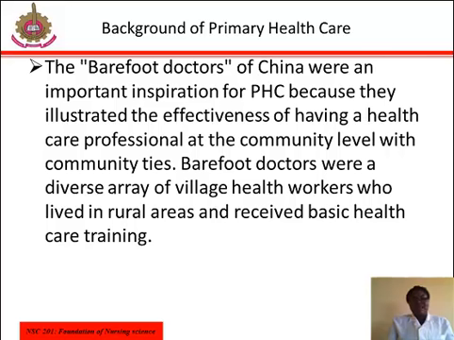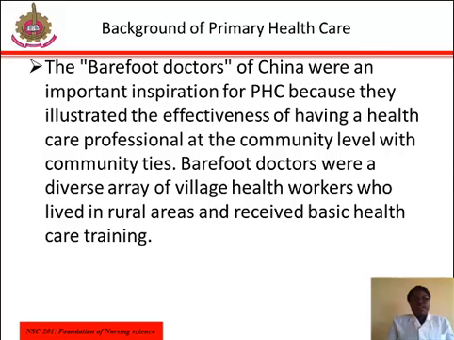Looking at the background of primary health care, it can be traced back to the barefoot doctors of China. They were an important inspiration for primary health care because they illustrated the effectiveness of having a healthcare professional at the community level with community ties.